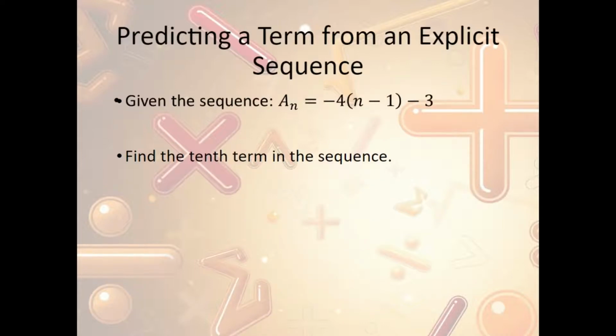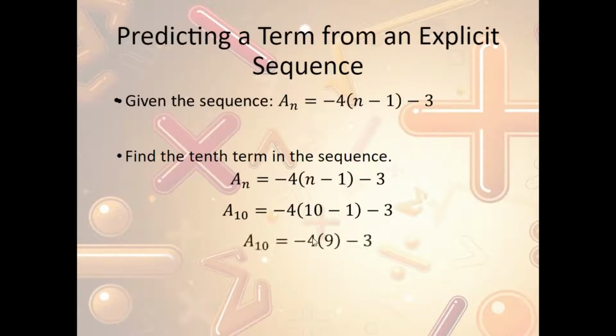Let's look at another example. Let's try to find the 10th term of this one. That's a_n = -4(n - 1) - 3. Again, we plug in 10 for n. So this becomes a_10 = -4(10 - 1) - 3. Well, 10 minus 1 is 9, so we have negative 4 times 9 minus 3. Negative 4 times 9 is negative 36, minus 3. Negative 36 minus 3 is negative 39. So the 10th term in that sequence is negative 39.